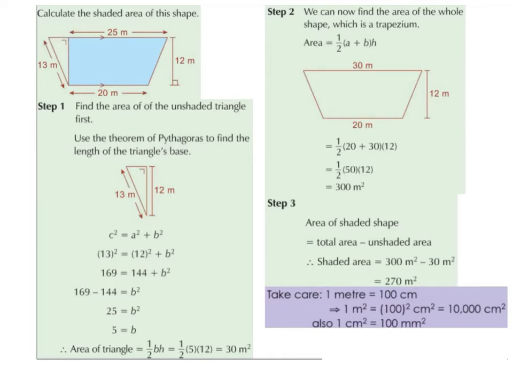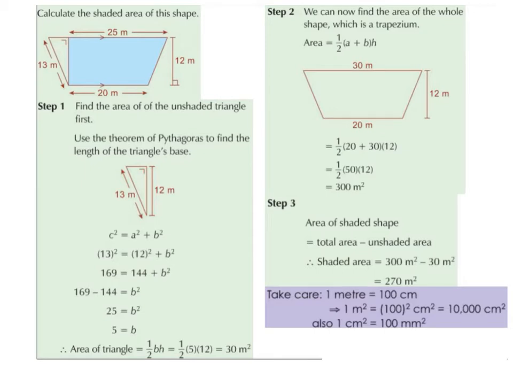So now we can use that distance to find the area of that triangle. The area of a triangle is half times base times height. So we're not going to use the 13 because the 13 is technically the slant height. We're interested in the perpendicular height, which is 12. And we now have the base, which is 5. So half times base times height, half times 5 times 12, is 30 meters squared. So the area of this little triangle is 30 meters squared.